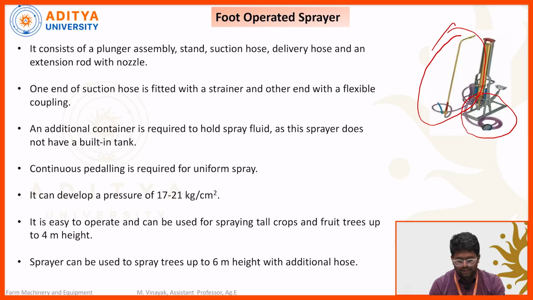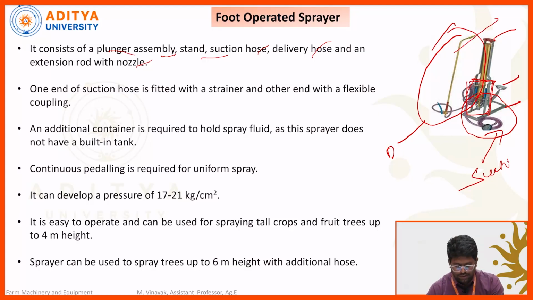It consists of the plunger assembly, stand, suction hose, delivery hose and extension rod with nozzle. Here the plunger assembly is provided, and this is the stand. This one is the suction hose. This one is the delivery hose, and next is the delivery hose and extension rod. This one is an extension rod with nozzle. At the end of the extension rod the nozzle is provided. This is also called a spray lance.